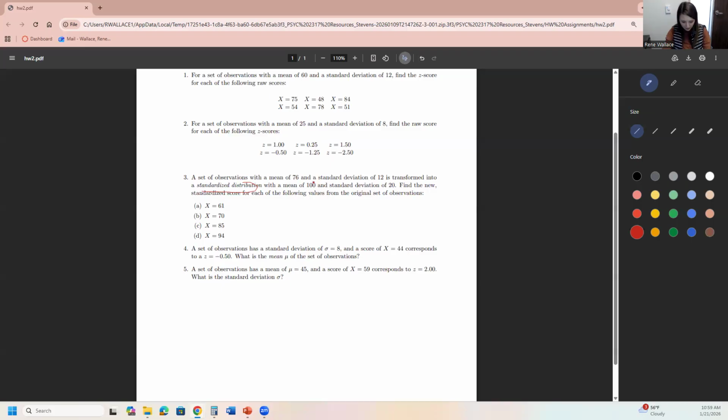And then once you've done that, you can transform your newly found z-score to the x value using the values of mu and the standard deviation of sigma for the new one. It's a lot of words. What does that look like? Okay. So we'll do it for this first one first.